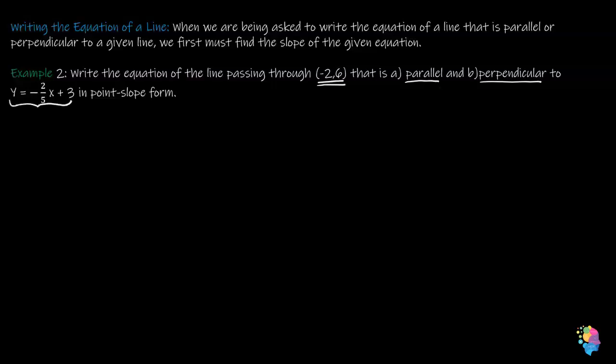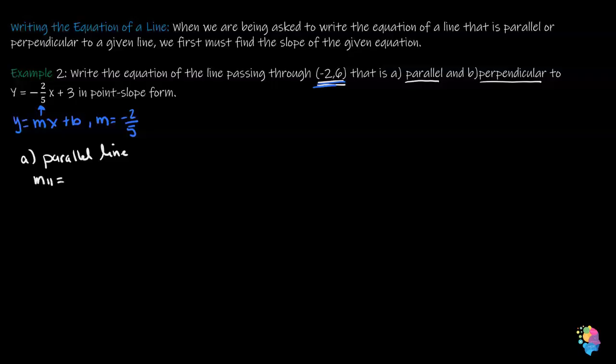Now notice how they want it in point-slope form. You see how our equation is being given in slope-intercept form? That means that the slope of the given equation is going to be -2/5. Then let's find the equation of the parallel line. Since we're starting with a parallel line, I'm going to have to keep the same slope as the given line. So that is -2/5. And I'm going to use the point that was also given to me, -2 and 6.